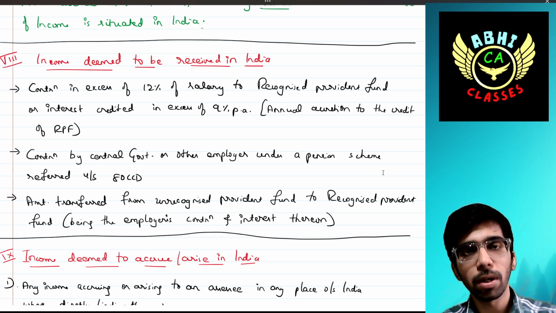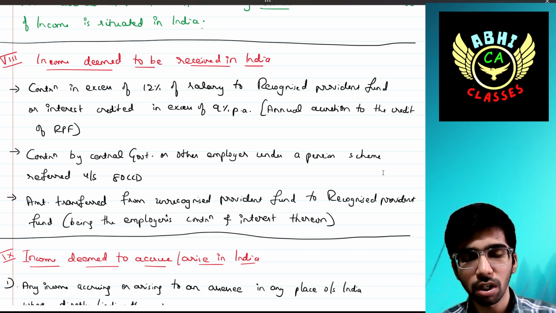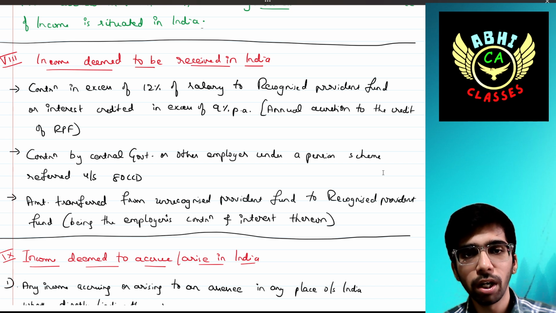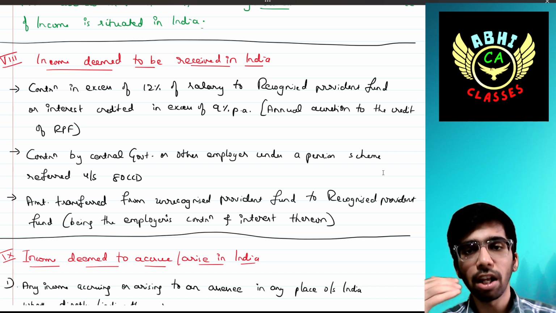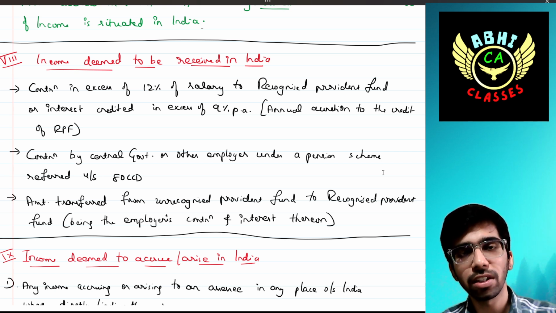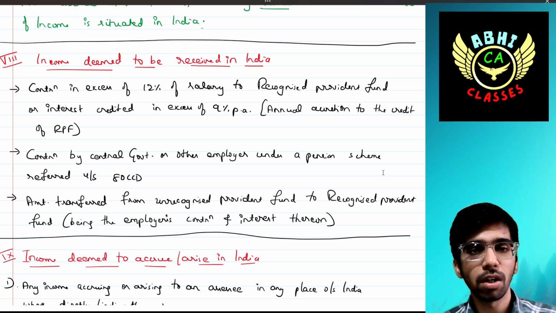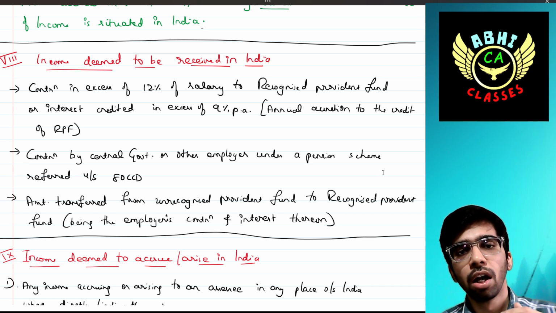Contribution in excess of 12%: there is a threshold limit of 12% of the salary contributed to the RPF, or interest credited in excess of 9%. Then also it is treated as deemed income for me. Contribution by the central government or other employer under a pension scheme referred to under section 80CCD. This also we'll see upcoming in the salary chapter, or actually in the deduction chapter also, under the pension scheme referred to under section 80CCD.